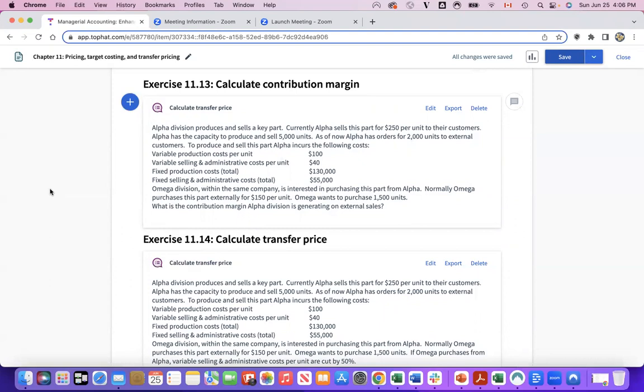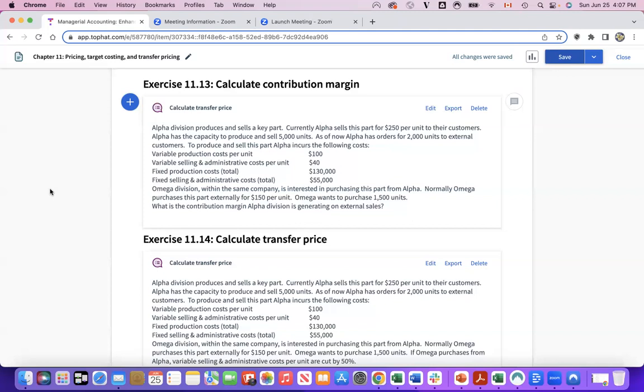total of $55,000. Omega Division within the same company is interested in purchasing this part from Alpha. Normally, Omega purchases this part externally for $150 per unit. Omega wants to purchase 1,500 units. What is the contribution margin Alpha Division is generating on external sales?